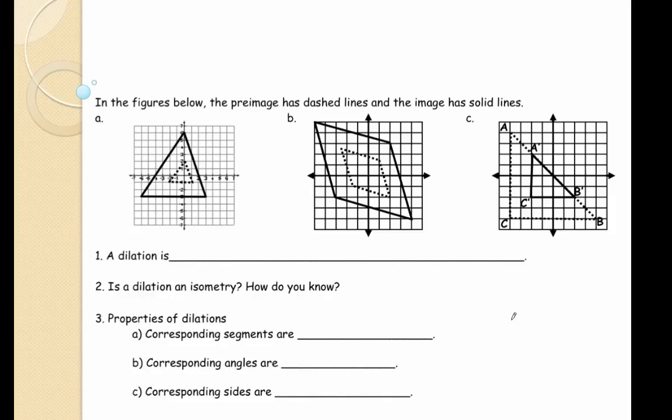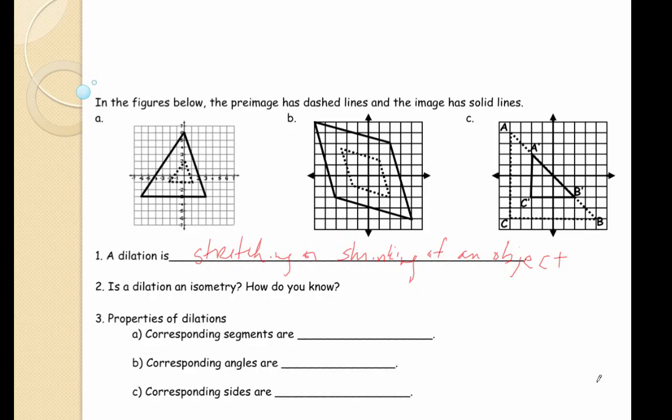So a dilation is basically the stretching or shrinking of an object centered around some point generally. So it's the stretching or shrinking of an object. And when I say stretching, I don't mean stretching like you stretch a rubber band. I mean just enlarging altogether.